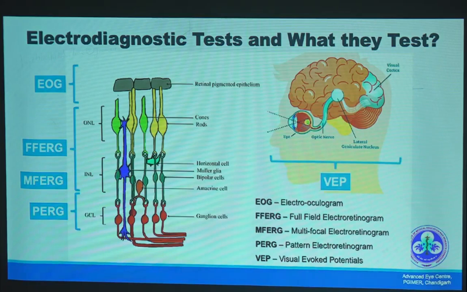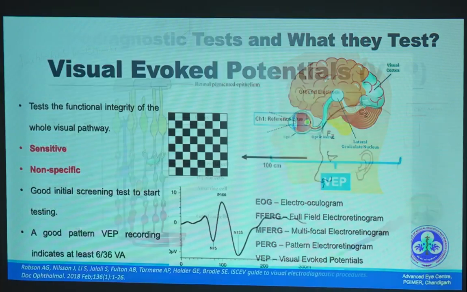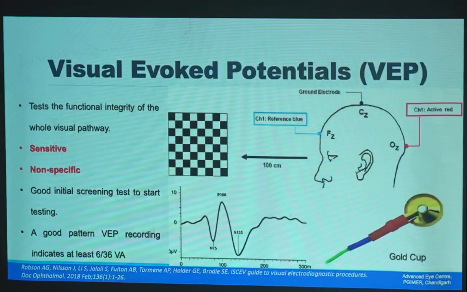So VEP is the most non-specific test that you have, but it tests your entire visual pathway. But if you have tested everything anterior to the optic nerve with all the tests that we discussed earlier, then yes, your VEP is kind of focusing your problem onto the optic nerve or the pathway that is going beyond. All right. So just quickly look at these one by one. The visual evoked potential, this tests the functionality of the whole pathway. It is sensitive, but it is non-specific, as we talked about.